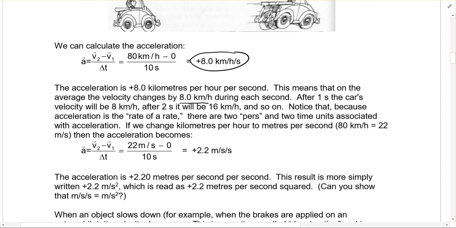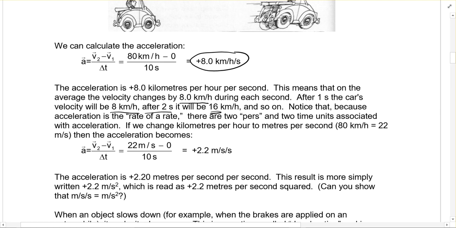So that means after 1 second, the car's velocity will be 8 kilometers an hour. So that's how fast it'll be going. After 2 seconds, it'll be going 8 kilometers an hour faster than that, so 16 kilometers an hour. At 3, it would be 24. So it just goes on like that.